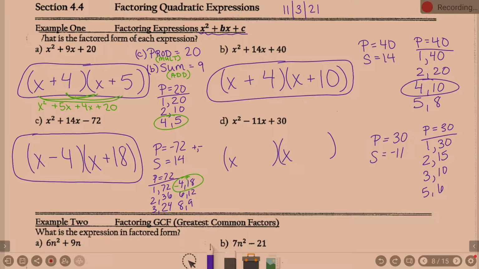Now, we didn't talk about signs here. If this multiplies to be a positive, what do we know when two numbers multiply to be a positive? They're both negative. They're the same, right? They're either both positives or both negatives. Mine need to add to be a negative here, which means, can I have both positives? No, we're going to have both negatives here. So we know it's going to be x minus and x minus.